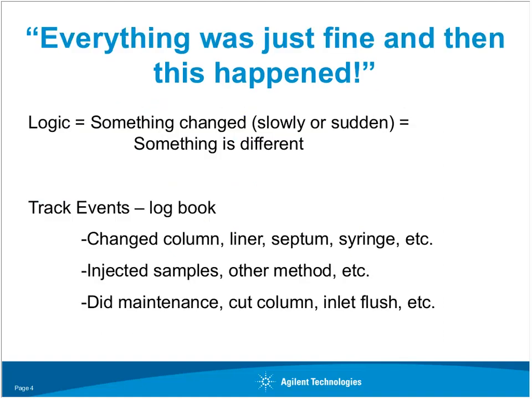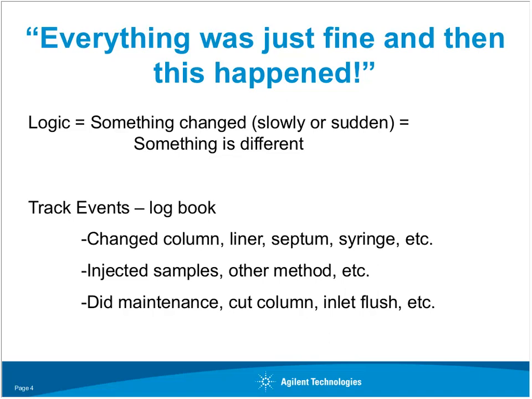So when we're looking at these things, we say, well, everything was just fine and this happened. So what we want to do is use logic. Something changed. Was it slowly or suddenly? But we do know that something is different. The thing I would recommend to you, in any case, I don't care how you do this, with a Word document, or if you track it in the user software for the instruments, whatever, but just remember to track the events. A logbook or some type of diary will really help you troubleshoot.